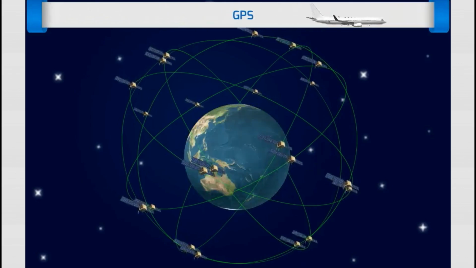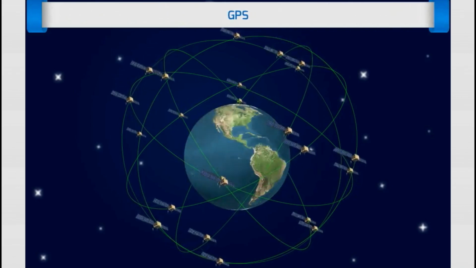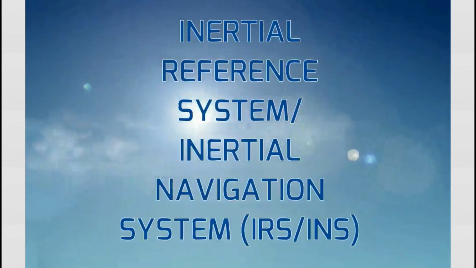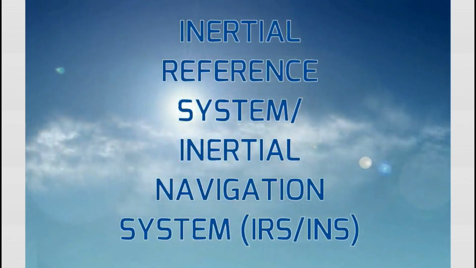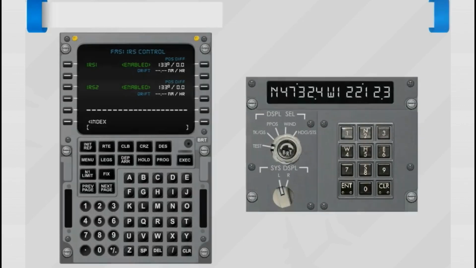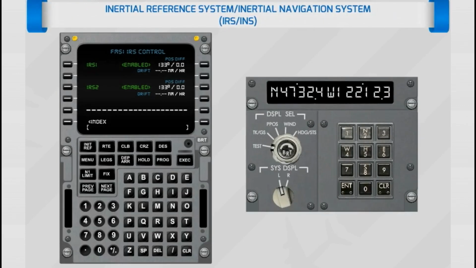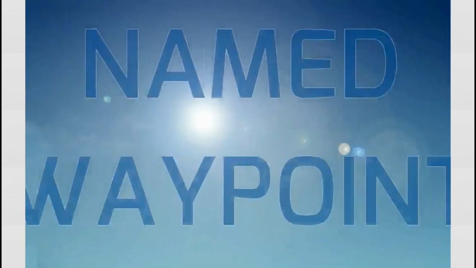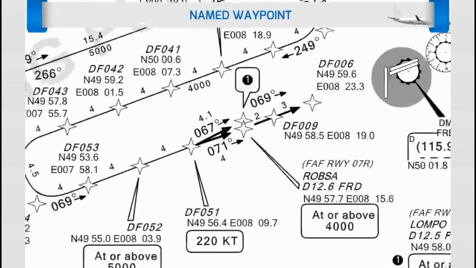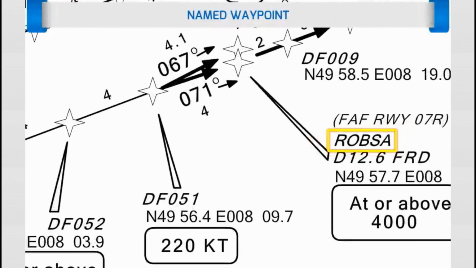GPS. Navstar Global Positioning System, which uses satellites to determine positions on Earth. Inertial Reference System, Inertial Navigation System, IRS, INS. An aircraft onboard self-contained navigational system. Requires no external navigational information. Named waypoint. An ARINC 424 terminator that represents a geographical position on the ground that is identified by a 5-letter name, ROBSA.